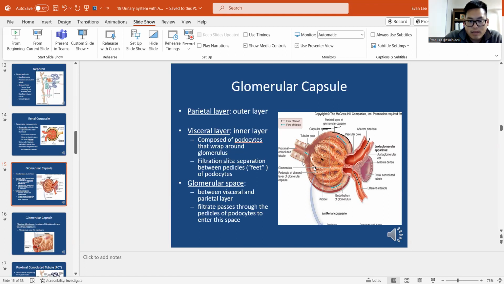So with a parietal layer and a visceral layer, you basically have the same type of thing, but now you have a space between them. And that space, this empty region, is where the filtrate will come out of the blood and be collected before it starts to move through the rest of the nephron.